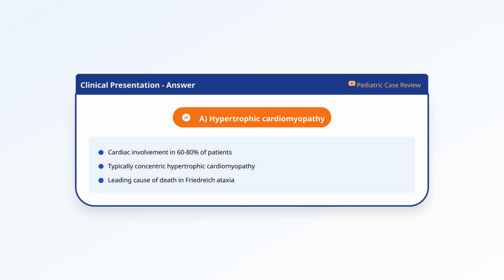Hypertrophic cardiomyopathy. Cardiac involvement occurs in 60 to 80% of Friedreich ataxia patients, typically presenting as concentric hypertrophic cardiomyopathy. This is a significant concern as cardiac complications are the leading cause of death in these patients. Regular cardiac monitoring with electrocardiogram and echocardiogram is essential.